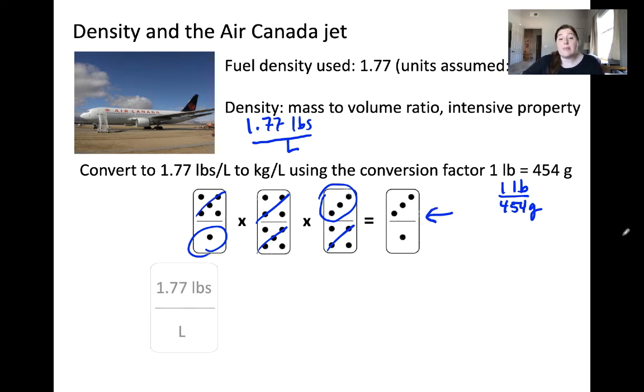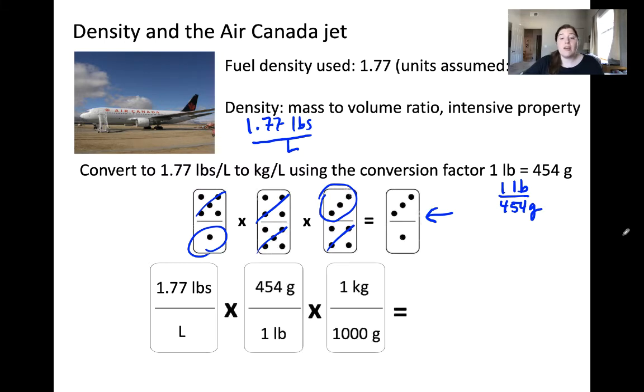In the case of this problem, we'll start with the given information. There are 1.77 pounds per liter. This was assumed to be the fuel density. We don't have a direct way to convert from pounds to kilograms, so we need to apply a 2-step conversion factor. Both steps are shown here. The first places pounds in the denominator and grams in the numerator, so that pounds cancels with pounds. And then we need to convert from grams to kilograms. We can do that using the metric prefix knowledge, which is that per every kilogram, there are 1,000 grams.